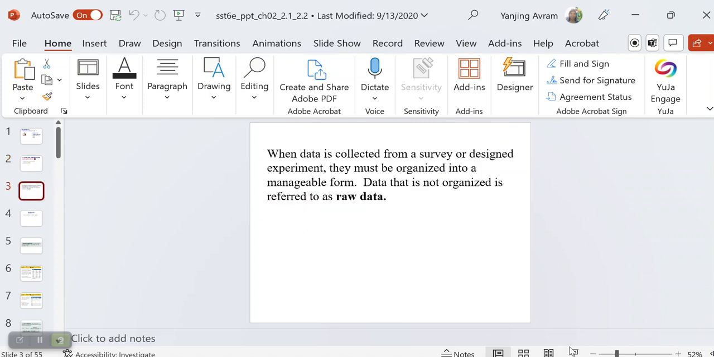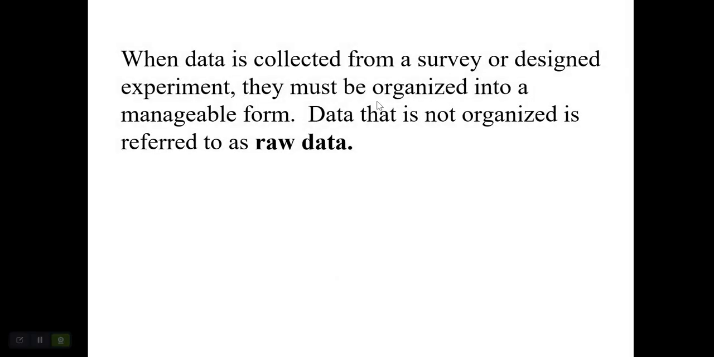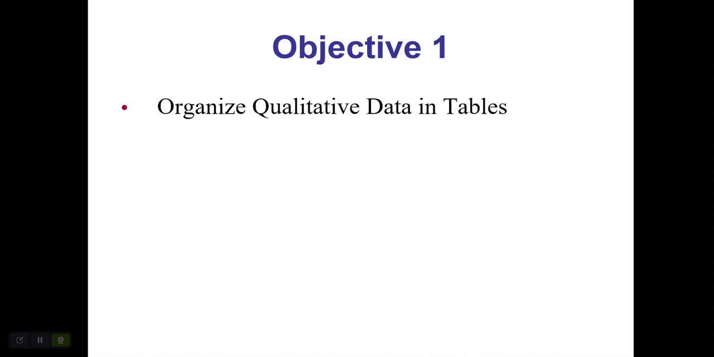So as I mentioned earlier, what is raw data? The data collected from a survey or designed experiment, right? They must be organized into a manageable form. The data that is not organized is called raw data. So that means it's your first-hand data, right? And you don't want to lose the first-hand data. So those are the raw data in here.